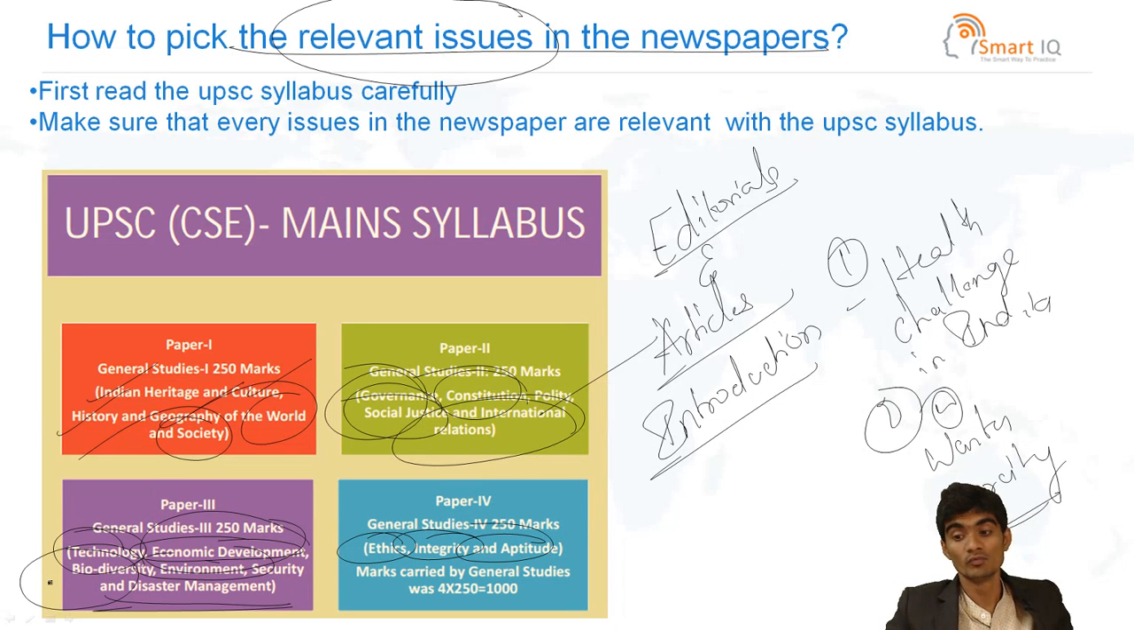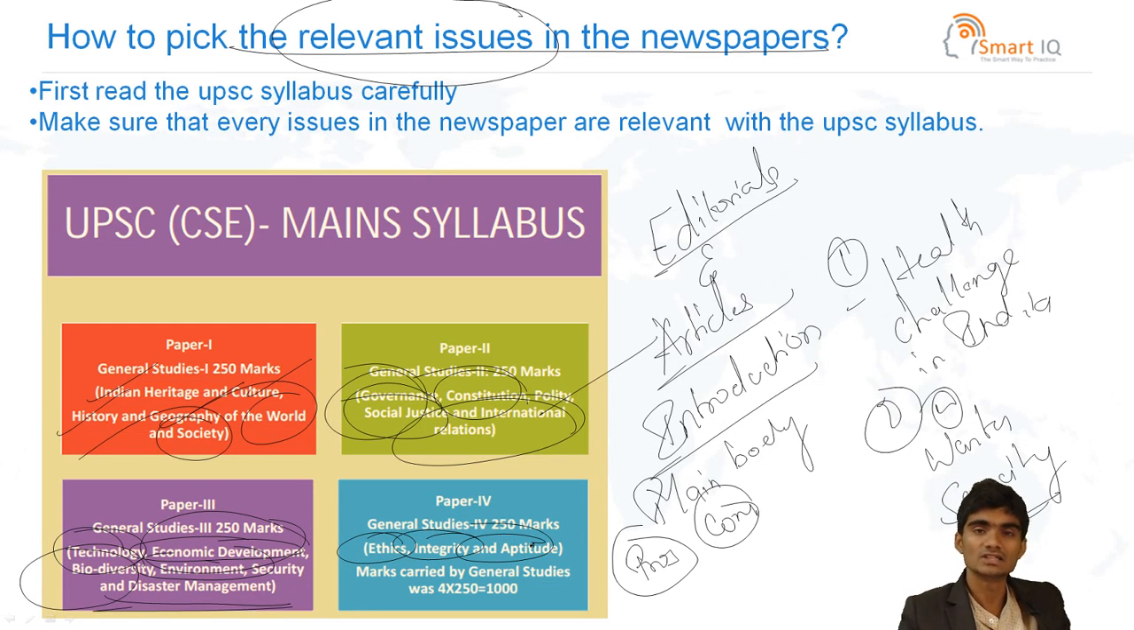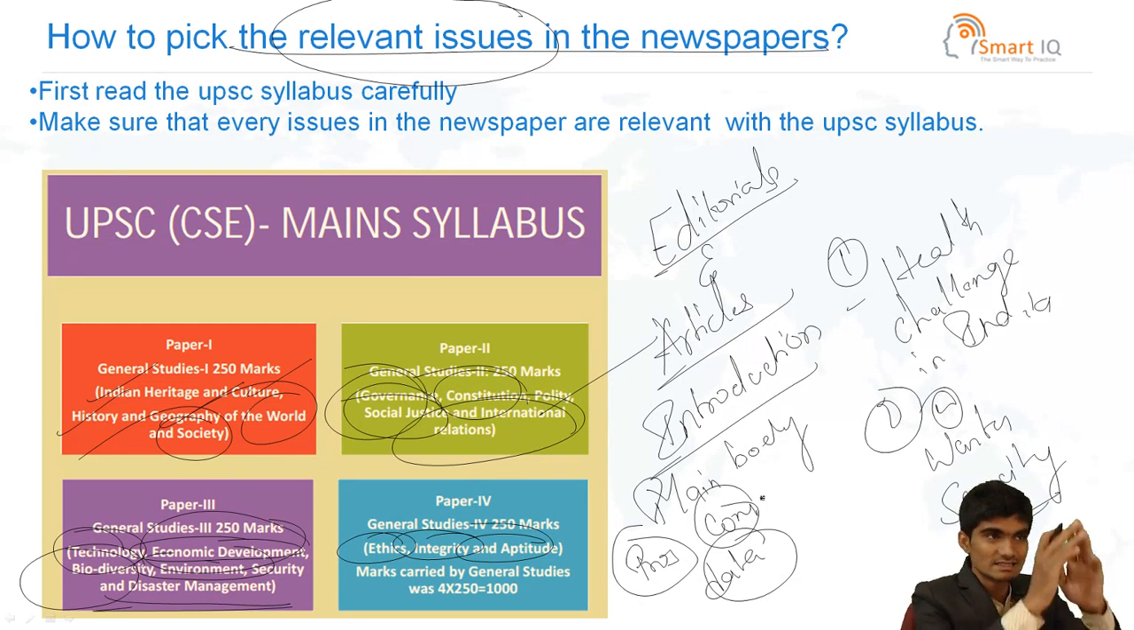But the thing is that when you focus on this editorial, you will get a good intro and a very good main body to construct an answer. You'll get both pros and cons regarding health challenges in India, I mean positives and negatives, and also pros and cons of water scarcity in India. You'll get particular data from authenticated sources, like government report datasets or international organizations' data. So you get an authenticated source to quote. This article gives the entire structure for your mains answer writing.